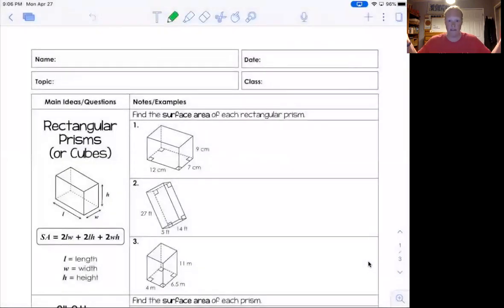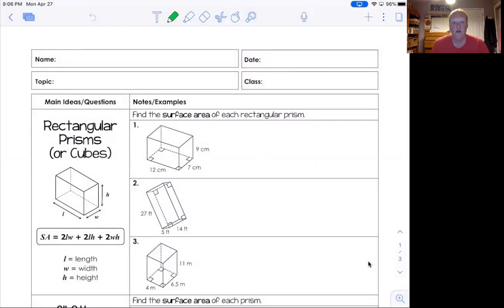So the notes that you need are the next one in your packet. It doesn't really have a title on the top, but it looks like, let's see, I'll reconnect here. Looks like that. So find that page.